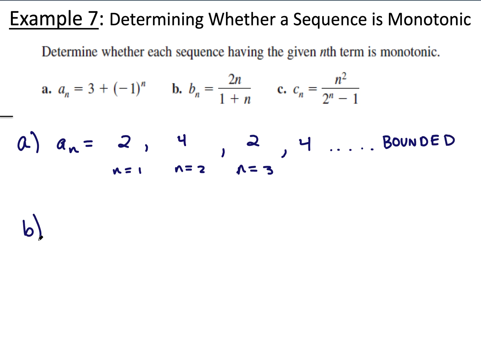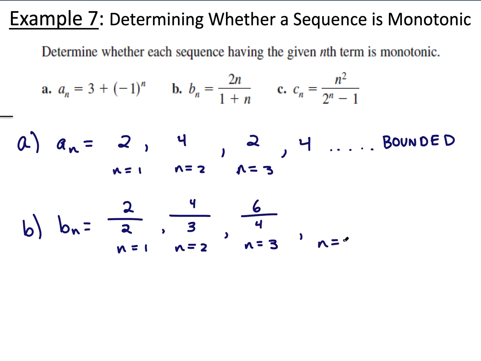How about letter B? So this is B sub n. If I take n equals 1 and I plug it in, I'll get 2 over 1 plus 1, which is also 2. How about if I plug in 2? I get 4 on the top there. 1 plus 2 is 3, something like this. How about n equals 3? So if I plug in 3, I'll get 6 in the numerator. 1 plus 3 is 4, so something like this. How about n equals 4?